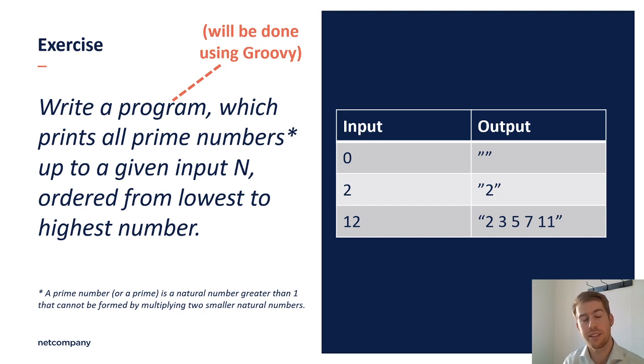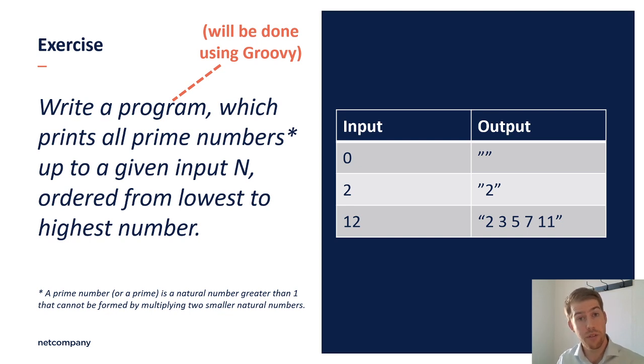We put up this exercise when you signed up, at the end of the form I believe, to get the link. Write a program or a piece of code which prints all prime numbers up to a given input n, ordered from lowest to highest number. So I had an input-output table as well.